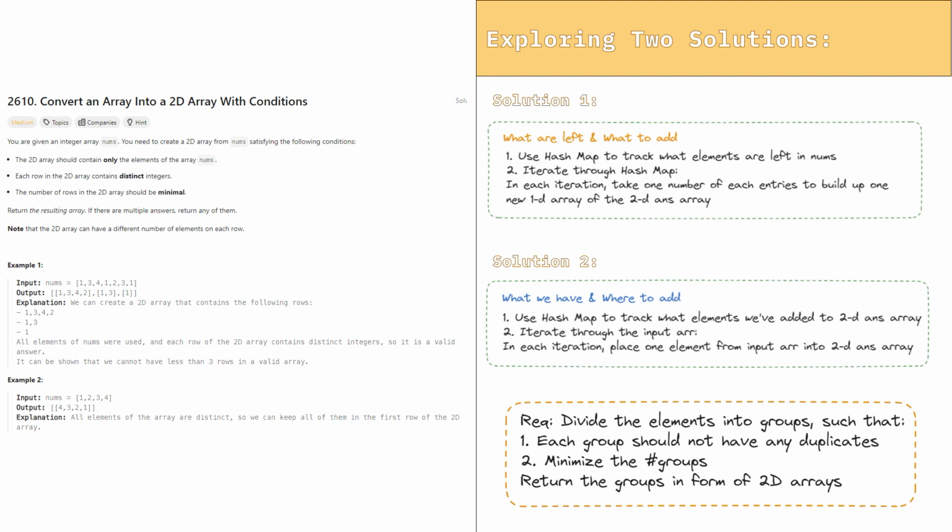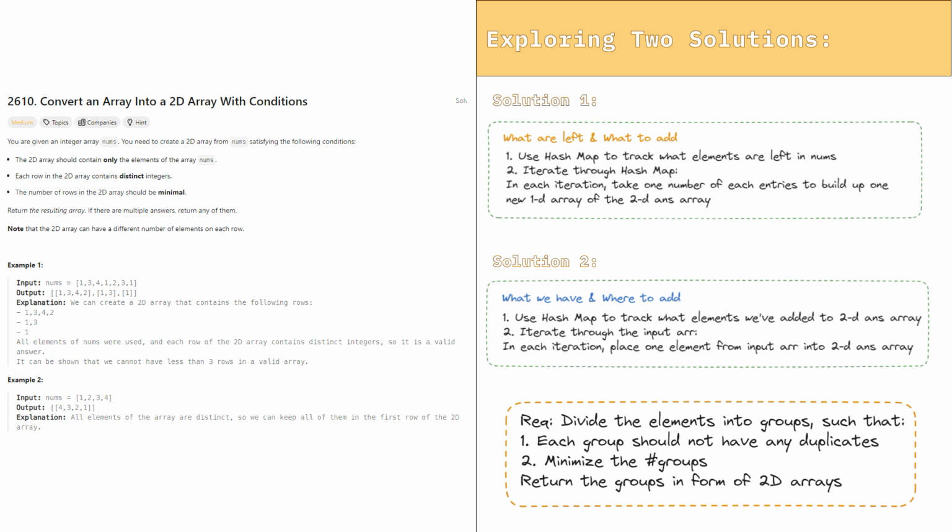We will walk through the logic together before we get to the detailed solution. In solution number 1, our hash map focuses on what elements are left in the input array, and then we can derive what elements to add in each 1D array. This step goes like the following. We use hash map to track what elements are left in the nums input array. Then, after we build our hash map, we iterate through our hash map, and in each iteration, we take one number of each entry to add to our new 1D array to construct our 2D answer array. We will see this in detail in action just a bit later.